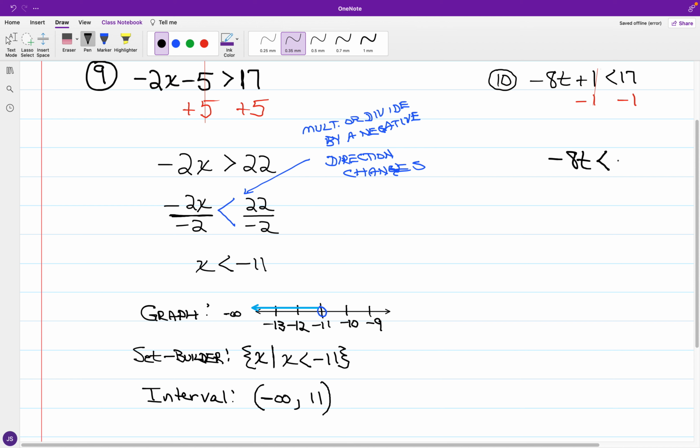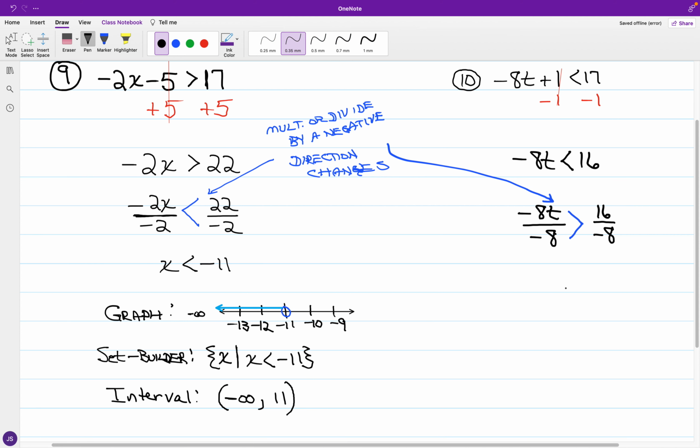It's going to be less than 17 minus 1, which will be 16. Okay, so we have a different letter, but our variable term is negative. And we're going to have again the bit of history of dividing by a negative to repeat. And once again, we're going to change directions. Before we had less than, and with multiplying or dividing by a negative, again, we have the direction flips, in this case from less than to greater than.